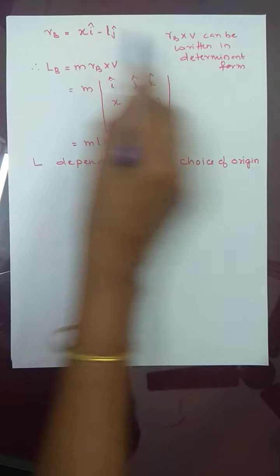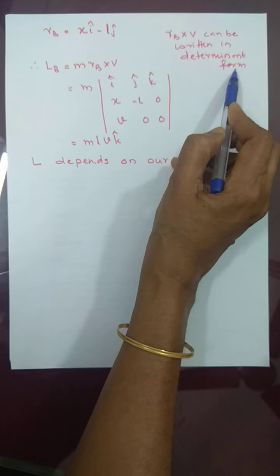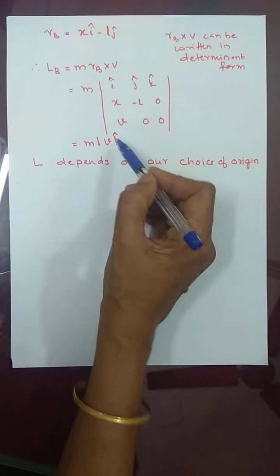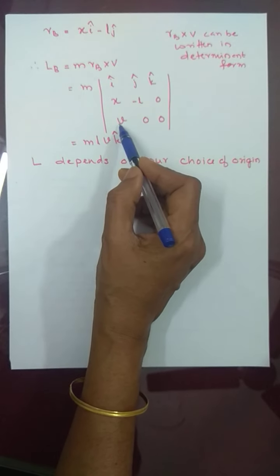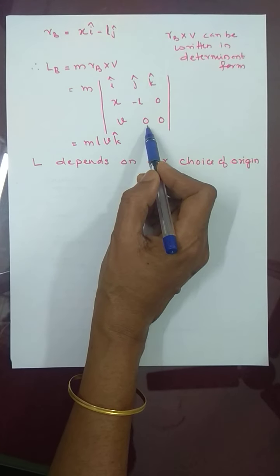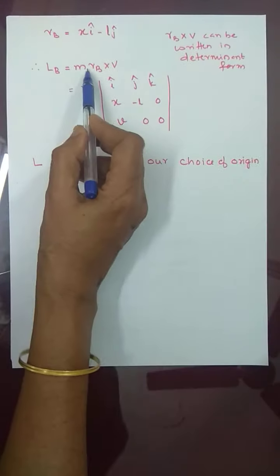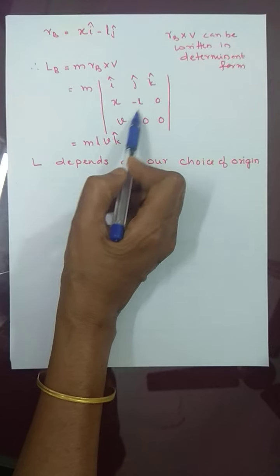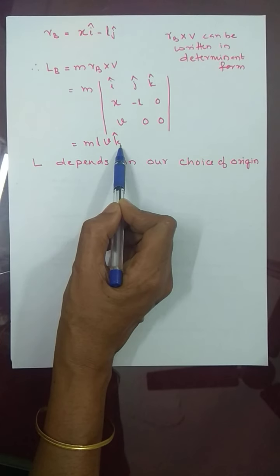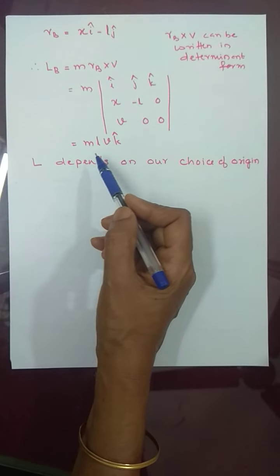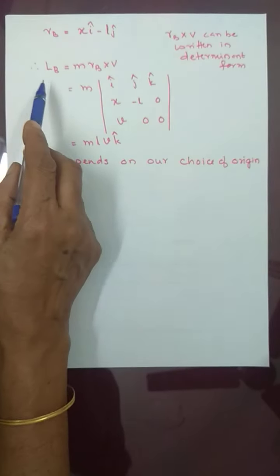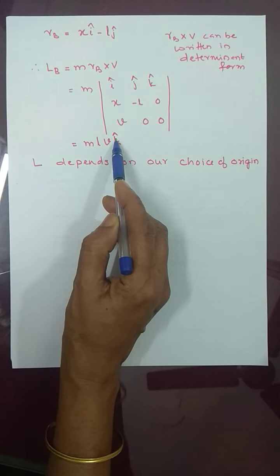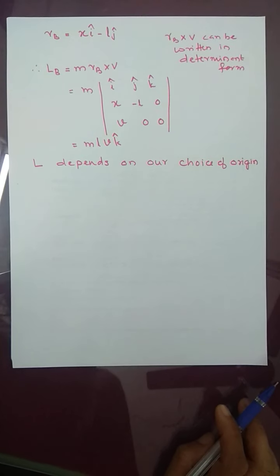I can represent this RB cross V in determinant form. That is i j k, x, minus L, 0, V, 0, 0, because velocity has a component only in the x direction. The y and z components are 0, and m is a constant, so you can take it outside the determinant. When you solve this determinant, you get m L V k cap. So we have seen that the angular momentum about origin A is 0, but the angular momentum about origin B is m L V k cap. So angular momentum depends on the choice of origin.